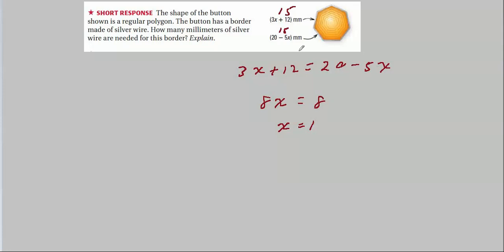So how much silver wire do you need? The question is, how many millimeters of silver wire do you need? Well, it's just 7 times 15. Boom.